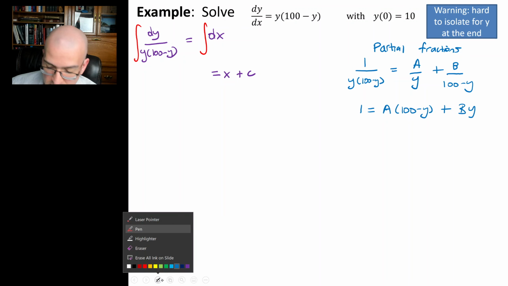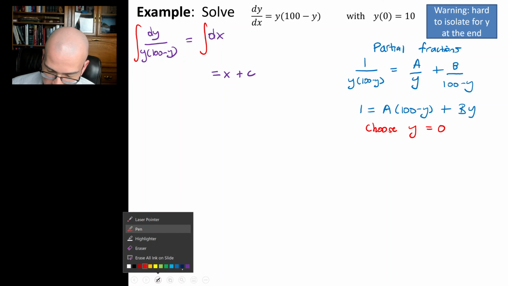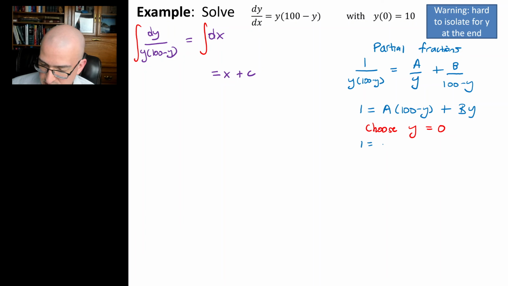This is true for all values of y, and we're going to be strategic. We're going to choose smart values of y. I'm going to choose y equals 0. If I do that, we'll get 1 is equal to a times 100 minus 0 plus b times 0. So 1 is equal to a times 100, and that means a is equal to 1 over 100.